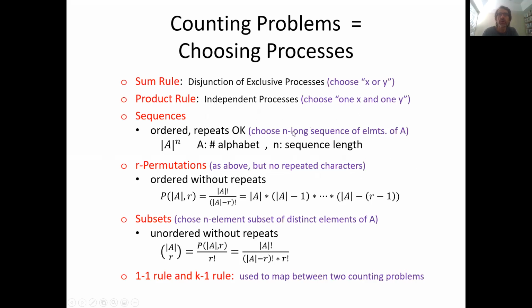The point is, we know how to count sequences of length n over a certain alphabet with no constraints. We also know that if there is a constraint that there should be no repeats, then that thing is called an r-permutation, and we know how to count it. And if it is unordered and has no repeats, then that's a subset, and counting subsets is just n choose r. And we also have these rules that can kick in at any moment. They allow you to count something that does not fall easily into these, but can be mapped onto something that does.